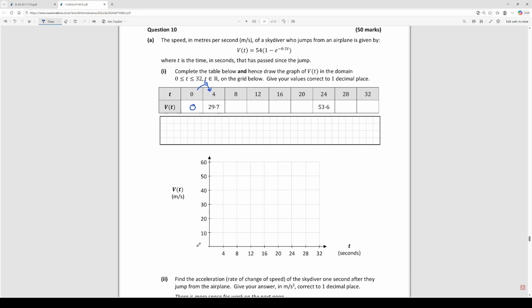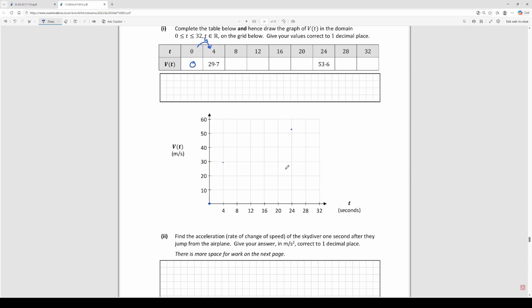And then they're hoping that you would plot all the points on the diagram. For example, you would do 0, 0 for the first one. For the second one, you go to 4 and go to 29.7, which would be there, very close to 30. And then the 24 one that they gave us would be 53.6. You just want to make sure you're not hitting the 50 or the 60. Get within reason to 53.6. They'll allow you to be slightly off. They know you're just eyeballing it and you're not a robot. But just don't do anything crazy like pick 50 or 60.